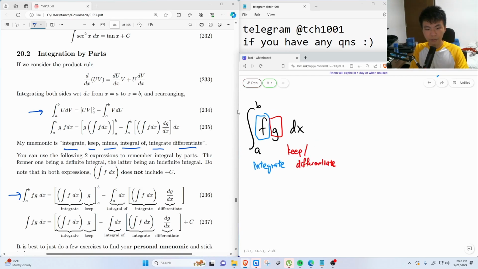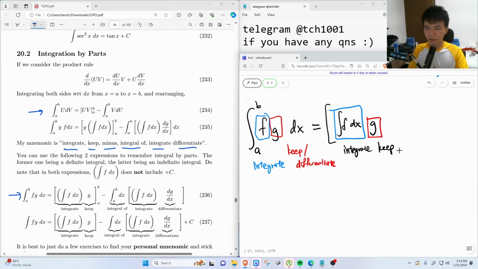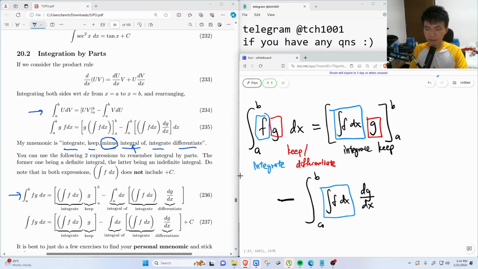By the mnemonic that I use, the integral of f times g dx is equal to integrate keep, which means that I integrate my function f dx without the plus c, and then keep means I multiply by g and I don't do anything with it. So I keep it the same. This first term is evaluated on the endpoints a to b, and then I subtract away the integral from a to b, with the same bounds, of integrate differentiate. Integrate means I integrate f, and differentiate means I differentiate g. And lastly, we're performing this integral with respect to dx.